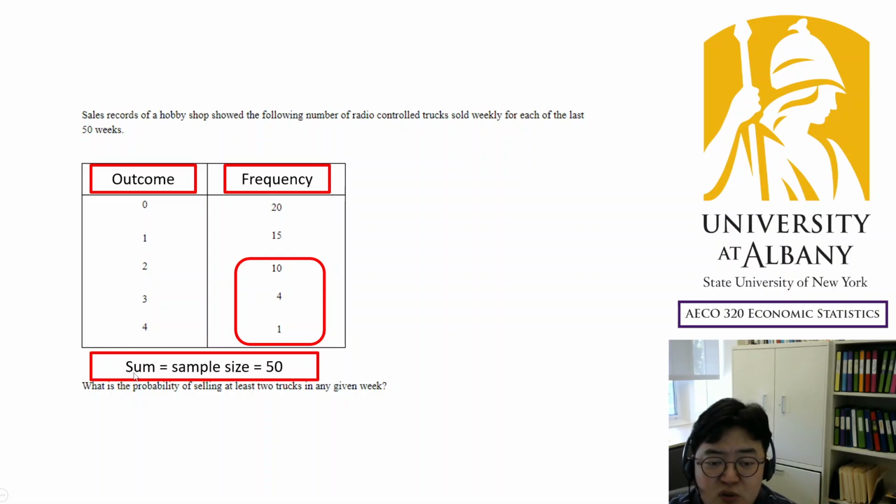Out of the total number of observations, 50, 15 times you satisfy this event. You sold at least 2 trucks. So 15 out of 50 is the probability. Okay? The point of this question is to understand that this column stands for outcome and this column stands for frequencies. I just described what the outcome and the frequency are in casual words, but statistically it is a pretty simple problem.